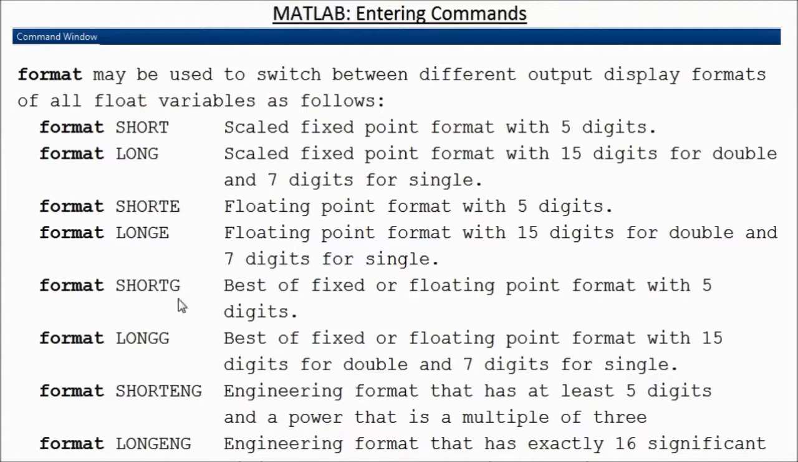Format short G is best for fixed or floating point format with 5 digits. Format long G is best for fixed or floating point format with 15 digits for double precision and 7 digits for single precision. Format short engineering is engineering format that has at least 5 digits and a power that is a multiple of 3. Format long engineering is an engineering format that has exactly 16 significant digits and a power that is a multiple of 3.